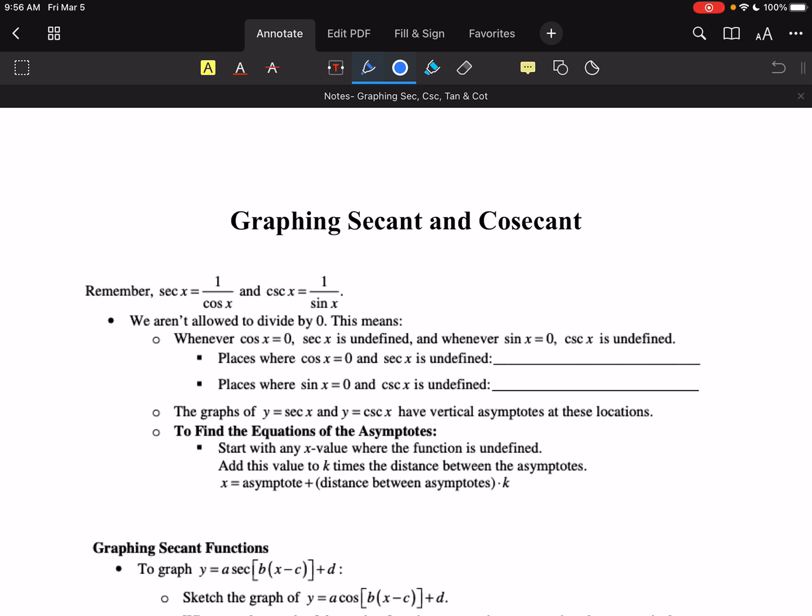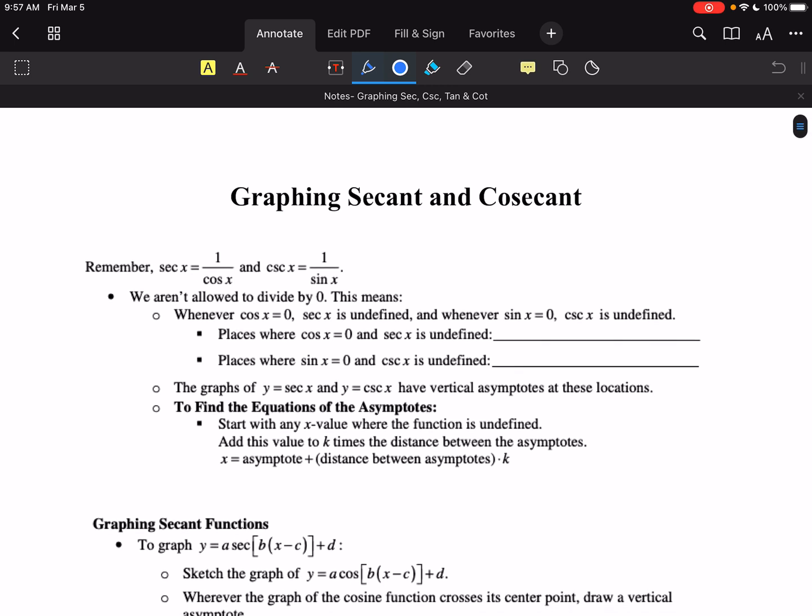So now we're going to look at graphing the other four trig functions: secant, cosecant, tangent, and cotangent. We're going to start with secant and cosecant because they're pretty similar to sine and cosine with how we're going to graph them. A few quick things though about secant and cosecant.